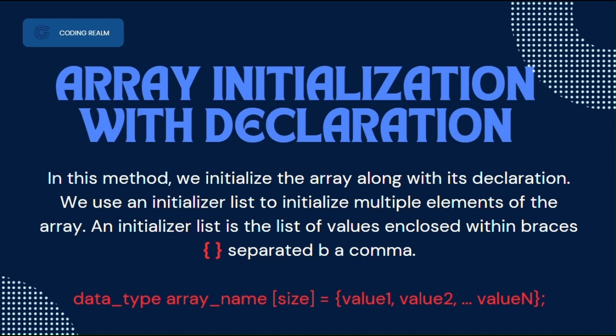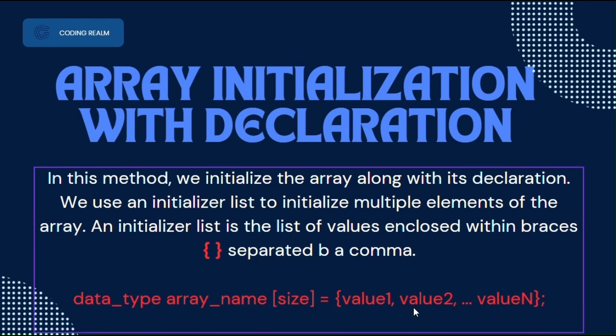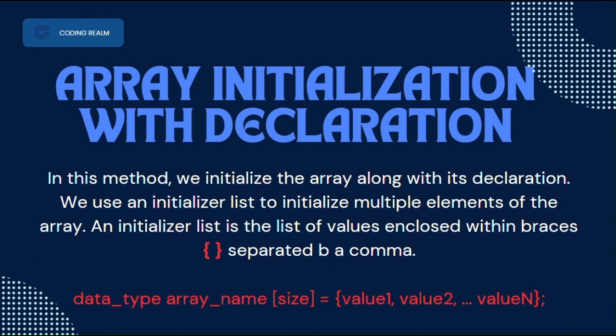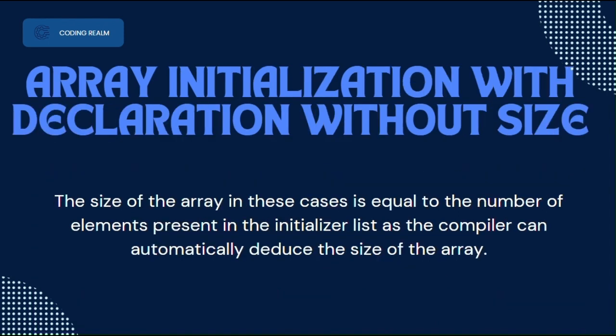An initializer list is a list of values enclosed in braces and separated by commas. Like here, this is the syntax: data type, array name, size, value 1, value 2, value n. Second way, array initialization with declaration without size. The size of the array in this case is equal to the number of elements present in the initializer list, as the compiler can automatically deduce the size of the array.